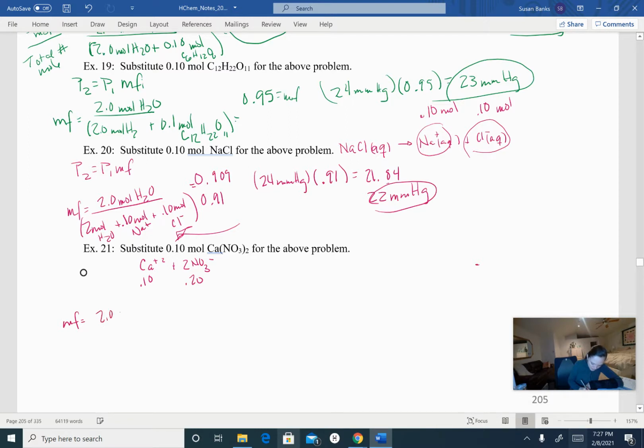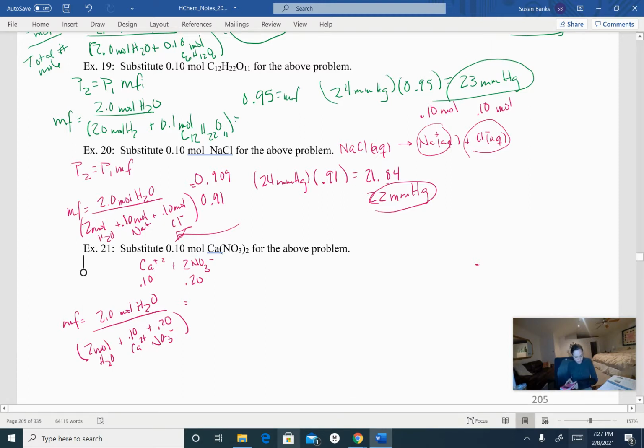So we still have our 2 moles of water. And this time we're going to have our 2 moles of water plus our 0.1 mole of calcium and our 0.2 moles of nitrate. Okay, so I'm going to have 2 divided by 2.3. So that gives me, with 2 sig figs, a mole fraction of 0.87. Do you guys agree with that?